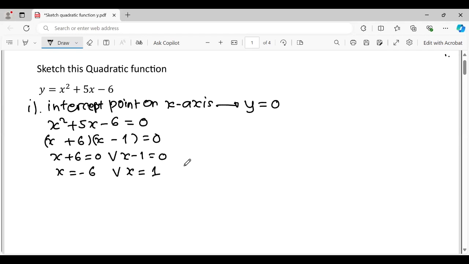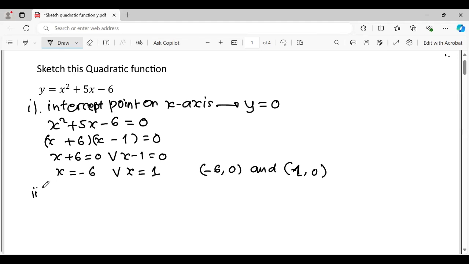So the coordinate points or the intercept points are minus 6, 0 and 1, 0, not minus 1, but positive 1. This is 1.